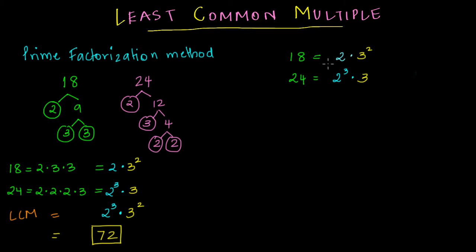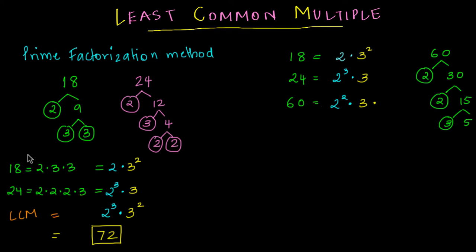So let's see. We already know that 18 equals 2 times 3 squared and 24 equals 2 cubed times 3. So let's see what 60 equals. So 60 is, let me quickly prime factorize it here. So it's 2 times 30, and 30 is 2 times 15, and 15 is 3 times 5. So 60 equals 2 squared times 3 times 5.